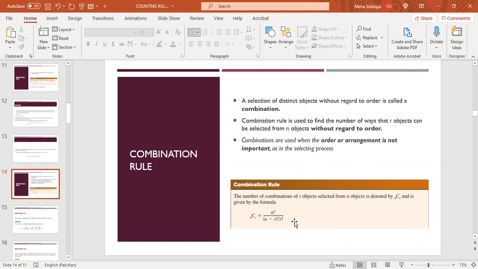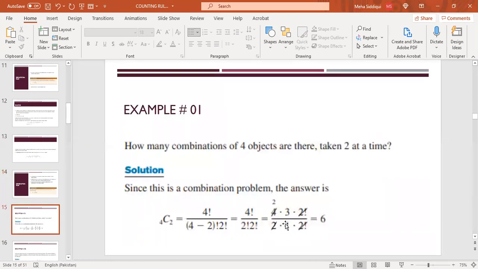The difference between the permutation and combination rule is the difference in order. In the permutation rule, we arrange the objects in a specific order. In this we do not. And in the combination rule, this r is also used. That is n factorial over n minus r factorial and then r factorial.